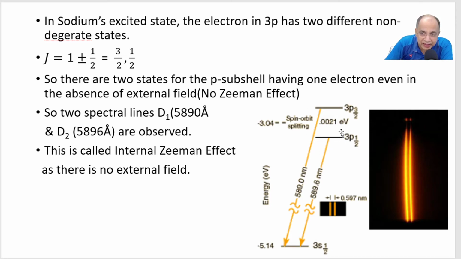Now, in the sodium excited state, the P has 2 quantum states, plus 3 by 2 and plus half. So there are 2 states for the P subshell having 1 electron, even in the absence of a magnetic field. There is no Zeeman effect, no internal Zeeman effect. And so 2 spectral lines, one D1 representing this one, because this one has higher energy and lower wavelength, and 5896 angstrom corresponding to the lower energy transition from P half to S half, right? This is called the internal Zeeman effect. It's a repetition. Are you not bored?